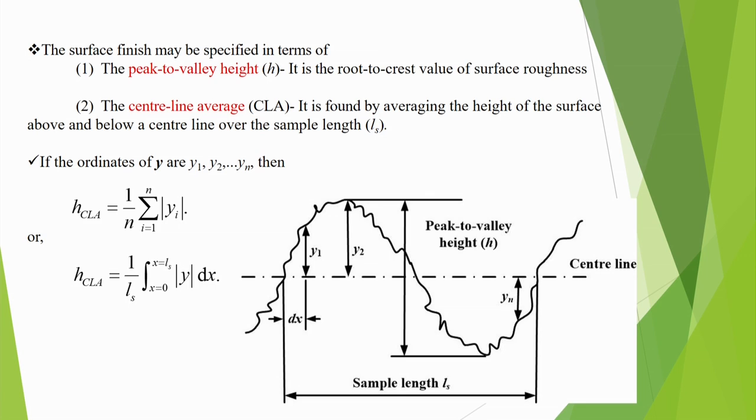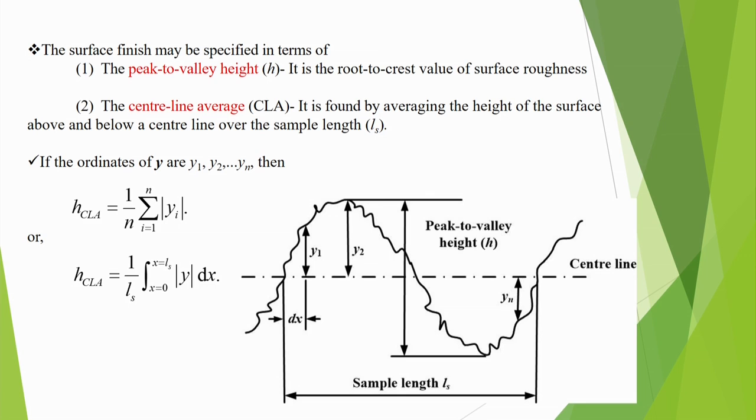Another is center line average. It is found by averaging the height of the surface above and below a center line over the sample length LS. Suppose the sample length is LS and I have the data of the peaks and valleys, I can easily find the centroid, so I can draw a center line. Above this center line, this is y1, this is y2, this is yn. All these we add in absolute sense, that means positive and negative are not considered, otherwise everything would come out to be 0, because above the center line it is positive and below the center line it is negative.